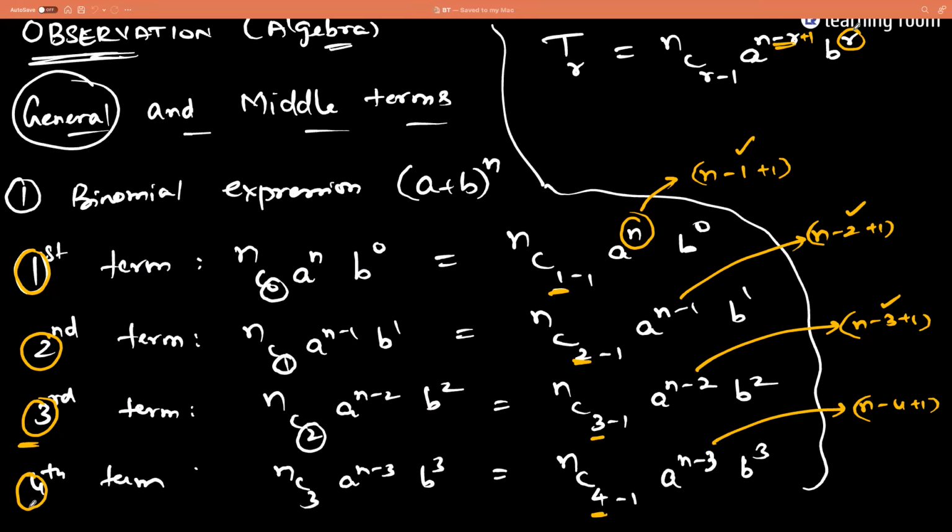R minus 1. Correct? So it is not a derived expression, it is an observation. So TR is nCr minus 1 into a power n minus r plus 1, b power r minus 1. They could have called this itself a general term, but look at the expression, it is slightly tedious. That is why I'll write and show.